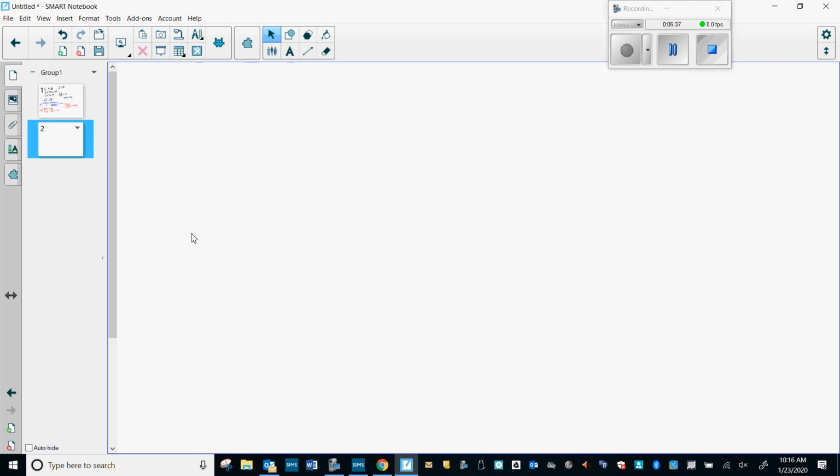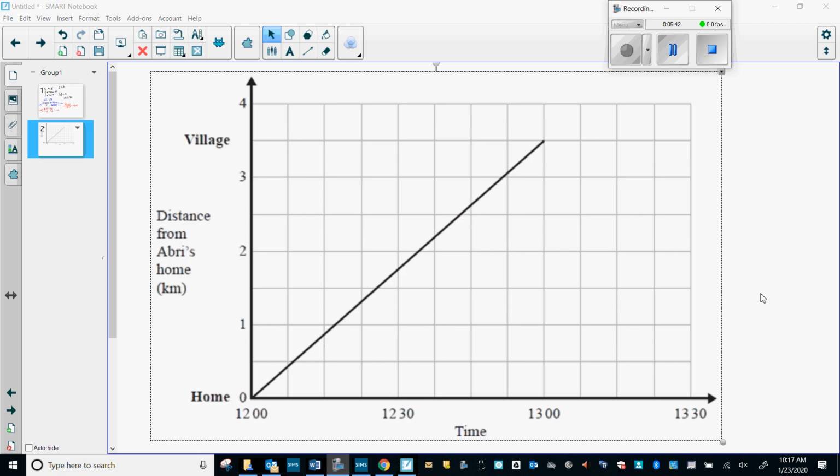Next one. Oh, again, it's tricky without the diagram. Okay, who's doing this one? I'll do it. Go, quick. Let's get to the game.